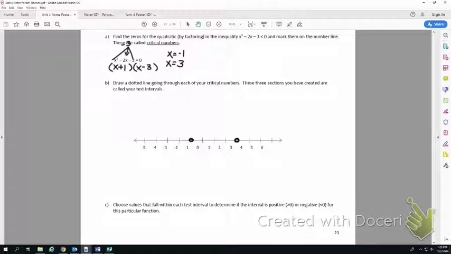Now, somebody tell me why I did an open circle on those. Because it's not equal to. Because the inequality was just less than. It was not less than or equal to.